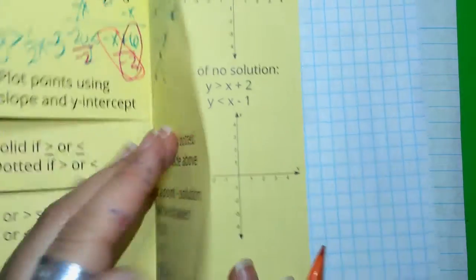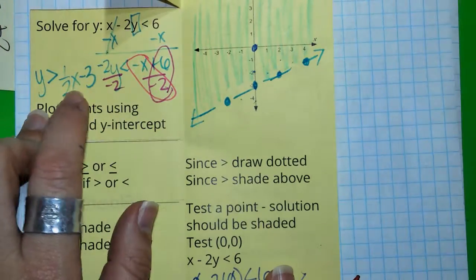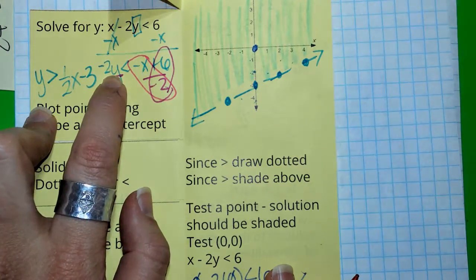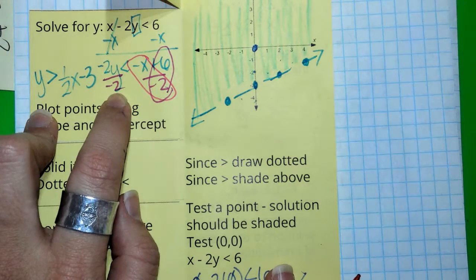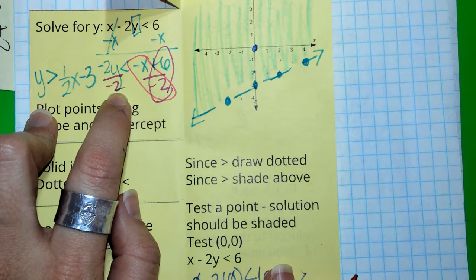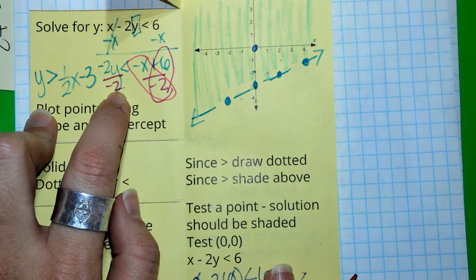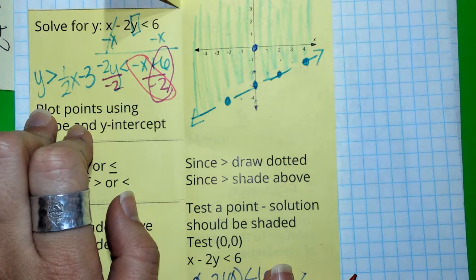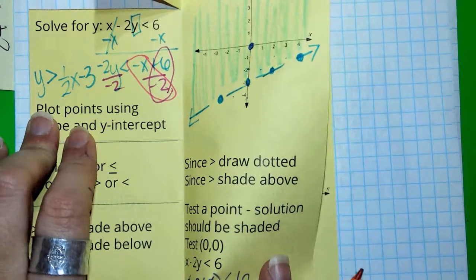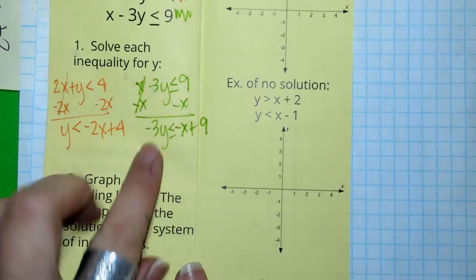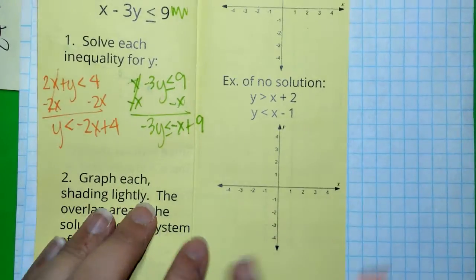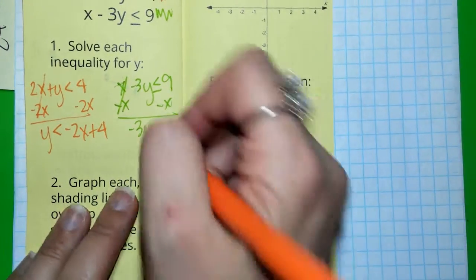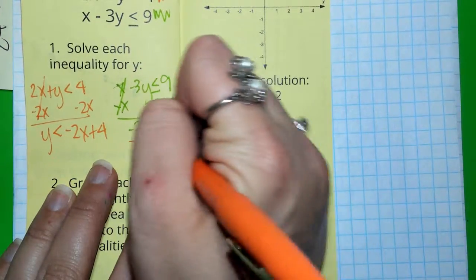If you're confused, open this guy. What did we do here once we got to this point? What did we do? We divided by what? And okay, so why did we divide by negative 2? It was in front of the y, right? Okay, so what are we going to divide by here? Negative 3. Do we flip our sign?